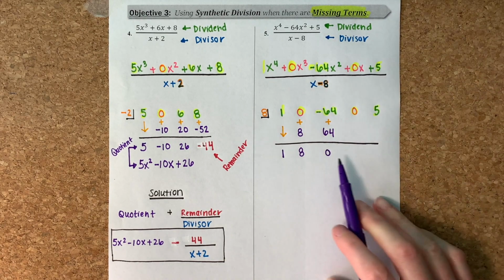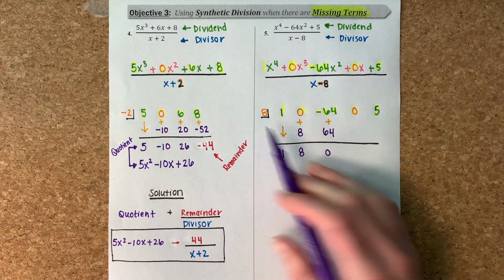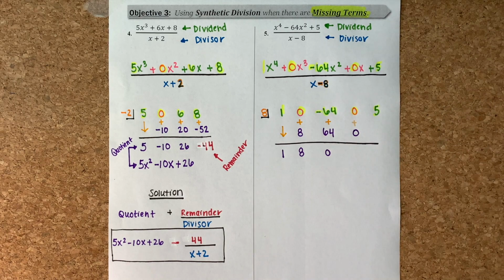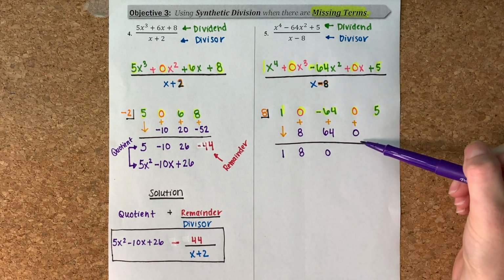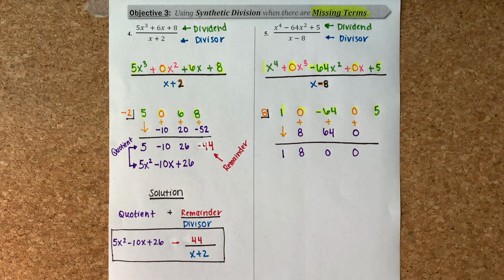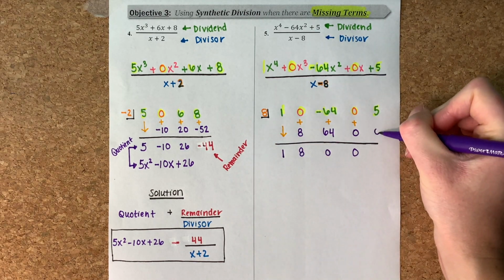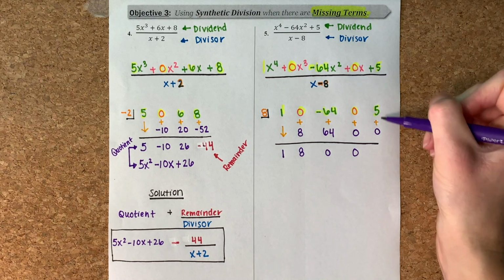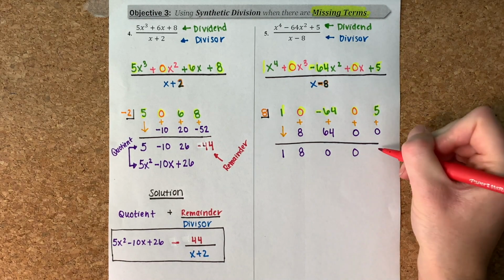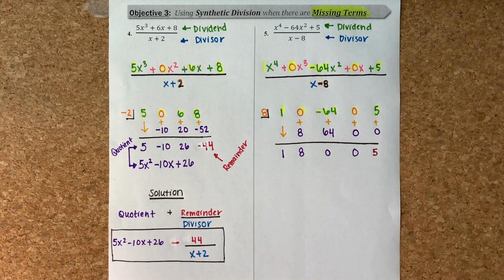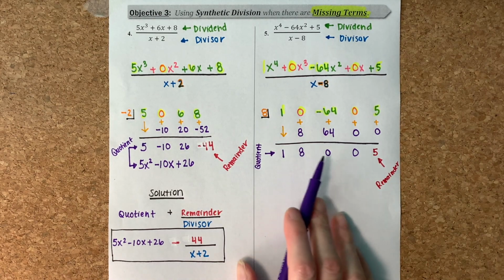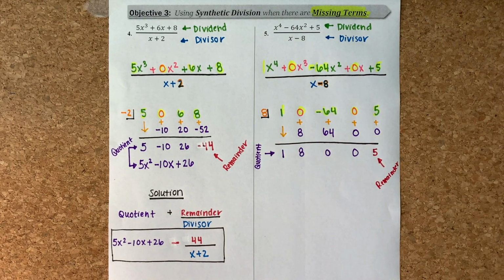Then we multiply. 0 times 8 gives us 0, and we put our answer here. And then we add. 0 plus 0 gives us 0. Then we multiply. 0 times 8 gives us 0, and we put our answer here. And then we add. 5 plus 0 gives us 5. And again, I always put this last number in red because this last number is our remainder. Now these numbers represent the coefficients of our quotient, but we have to attach the variables.